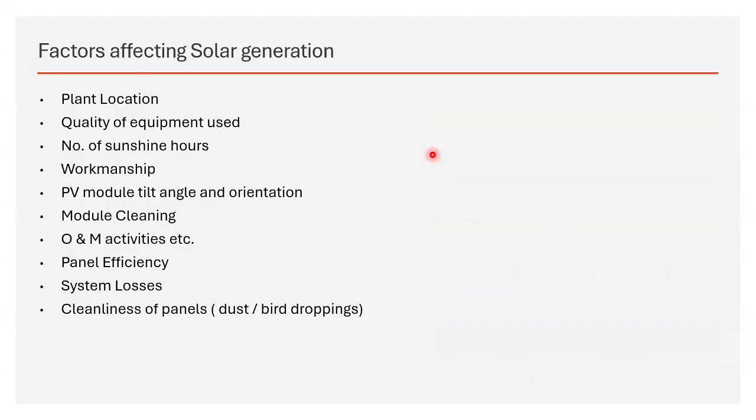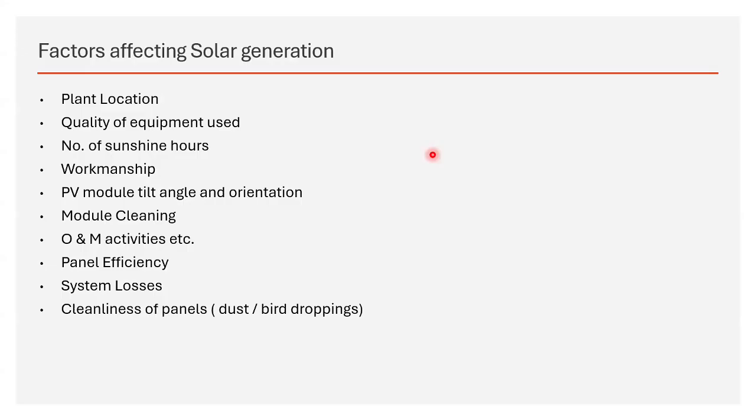Now, the factors that affect solar generation, if we summarize: the plant location, which we just discussed. That is, we need to place the solar cells, after study, in such a location that throughout its useful economic life it should get the desired amount of solar radiation. Then the quality of equipment used, that is the type of solar PV cell that we are using, because different PV cell technologies have different efficiency.